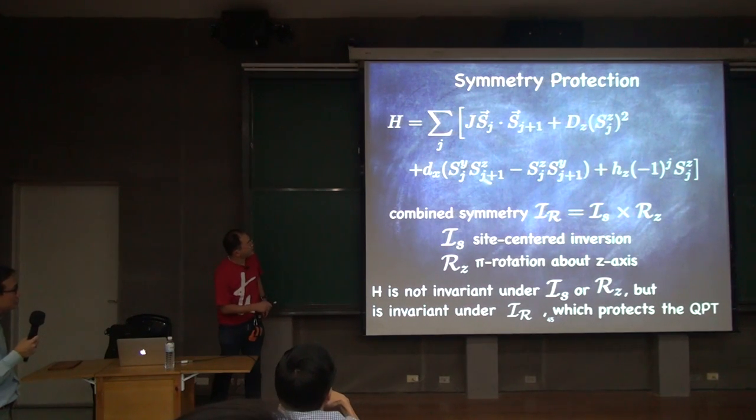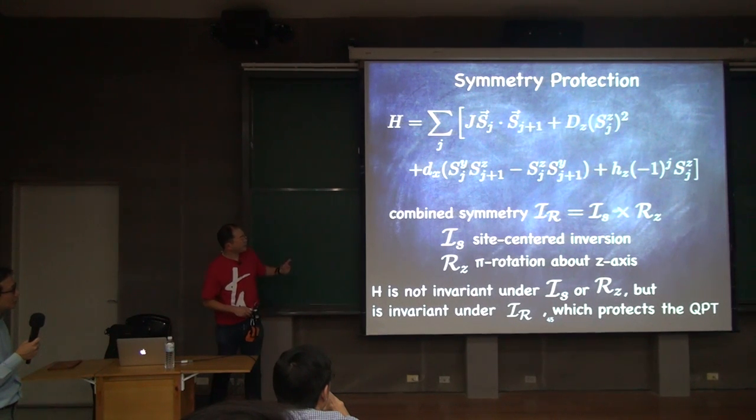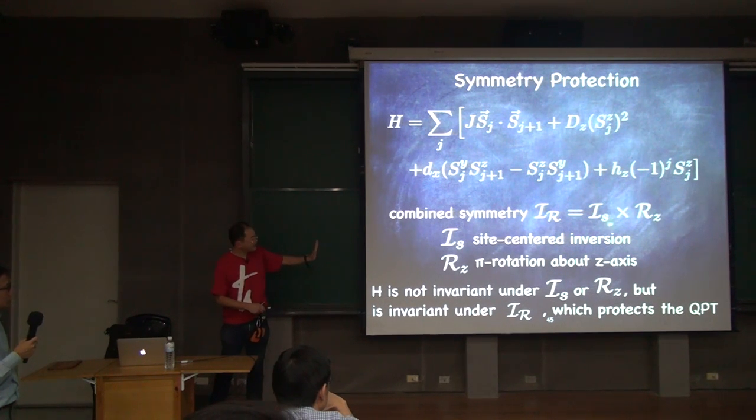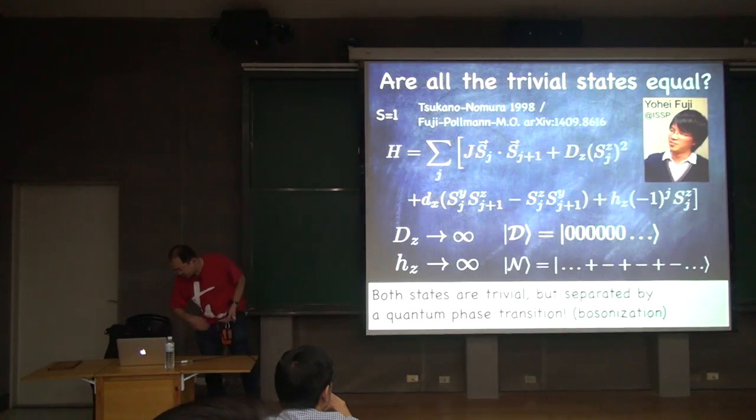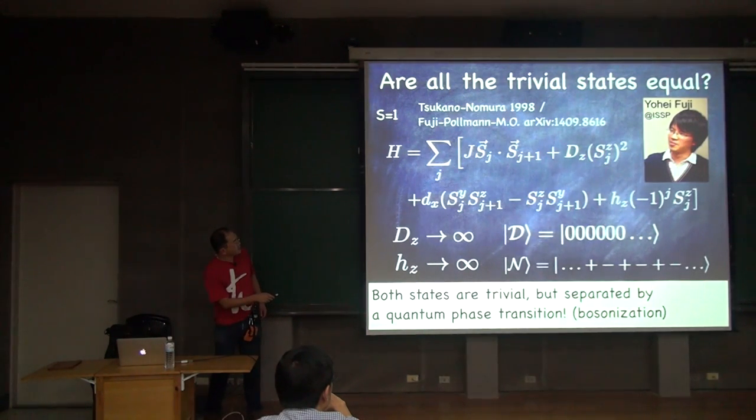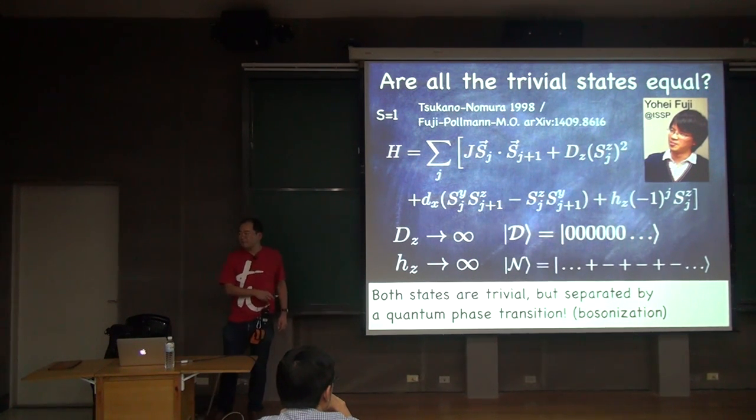If you consider this Hamiltonian, it is invariant under the combined operation of lattice inversion about a particular site and pi rotation of spins about an axis. And in that case, if you set this D to infinity, you have this familiar large-D state. And if you send this staggered field to infinity, you have this Néel state. Both are completely trivial in the sense they are product states, but still they are distinct. So they are separated by this.